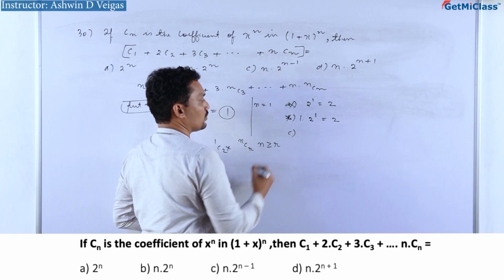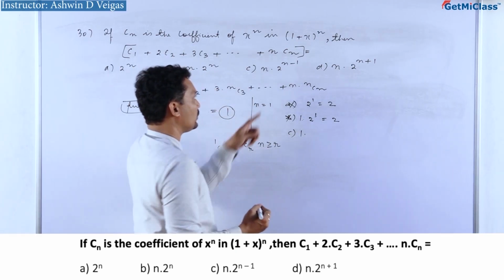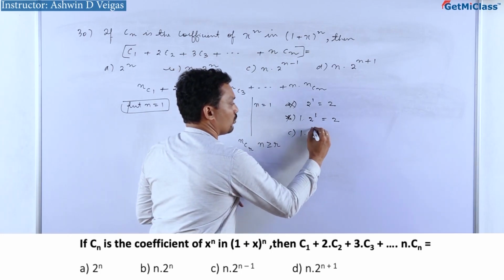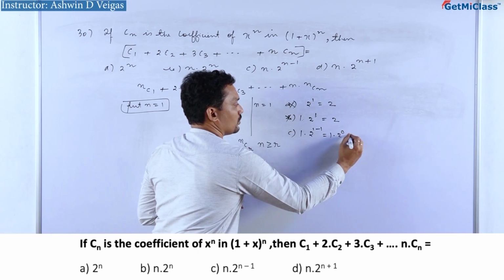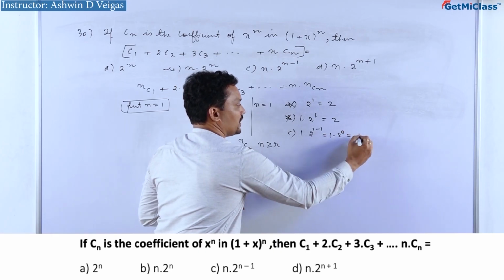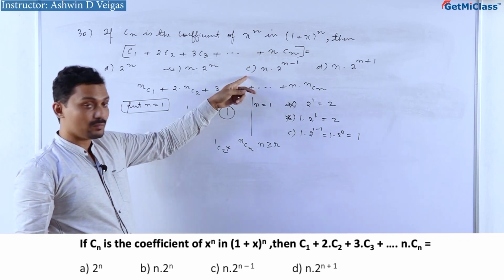If you put n equal to 1 in option C, this will be 1 into 2 power (1 minus 1). So this is 1 into 2 power 0. So 2 power 0 is 1, 1 into 1 is 1. So it is matching with this. So option C can be the answer.